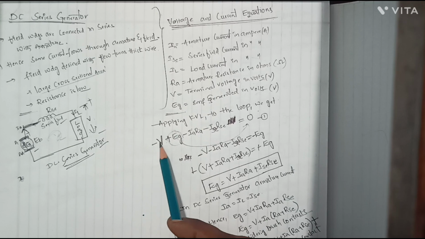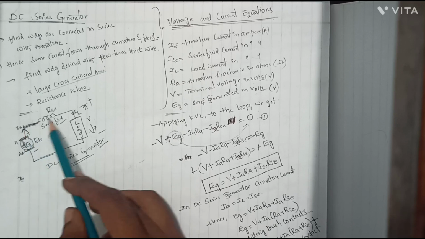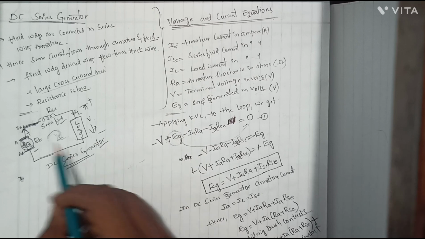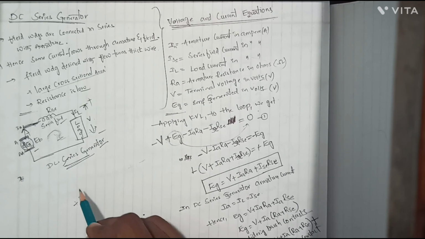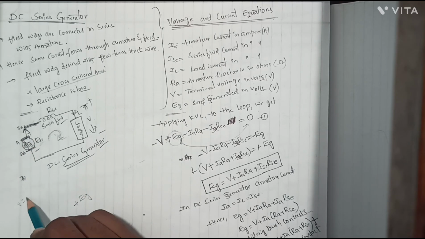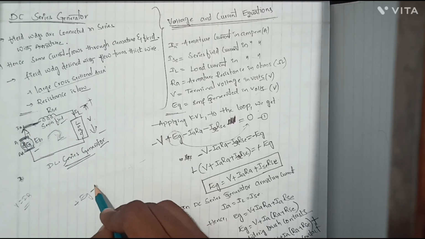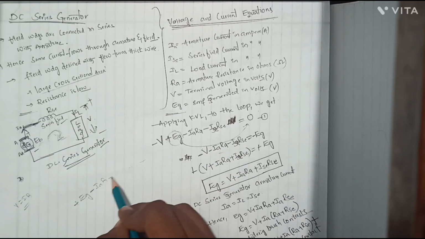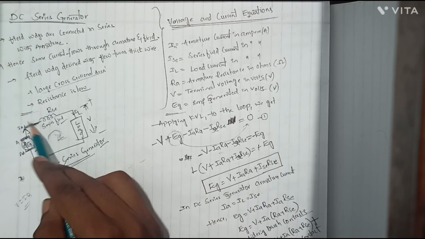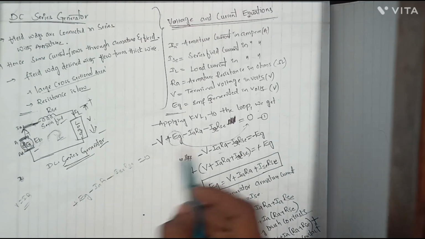The signs, positive and negative, depend on the current direction. Taking the loop in the clockwise direction, first we take the generated EMF, Eg, which is the back EMF. Next, the armature current direction: by Ohm's law, V equals I into R, so armature current into resistance, Ia Ra, is in the same direction as the loop, so it gets a negative sign. Minus the field winding resistance into series field current, Isc Rsc, equals 0. This is equation number 1.